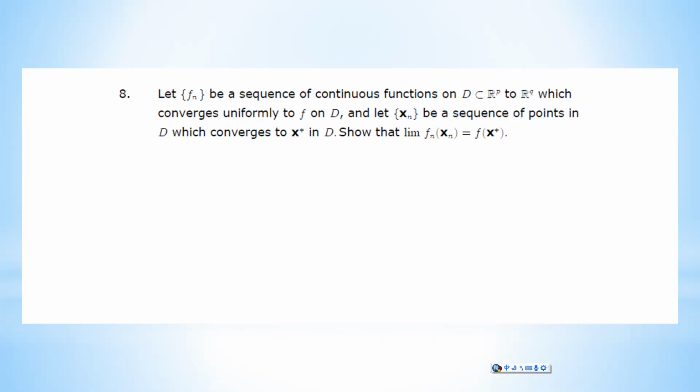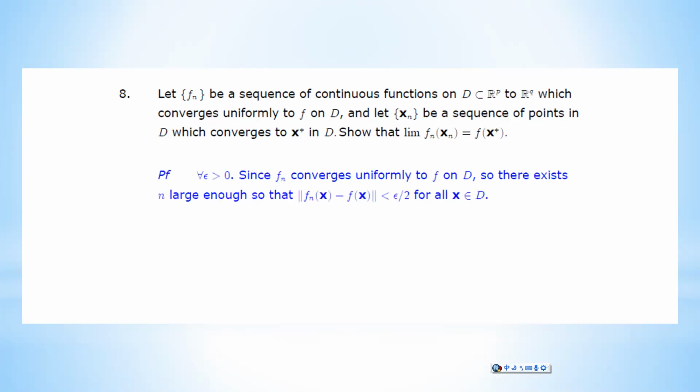Now we form a sequence of points by letting fn act on xn. So fn and xn give you a point, and basically now I have a second sequence of points. Then we're going to show that the limit of this equals f(x star). That's a property related to the uniform convergence of a sequence of continuous functions. Okay, so let's see how we can prove this.